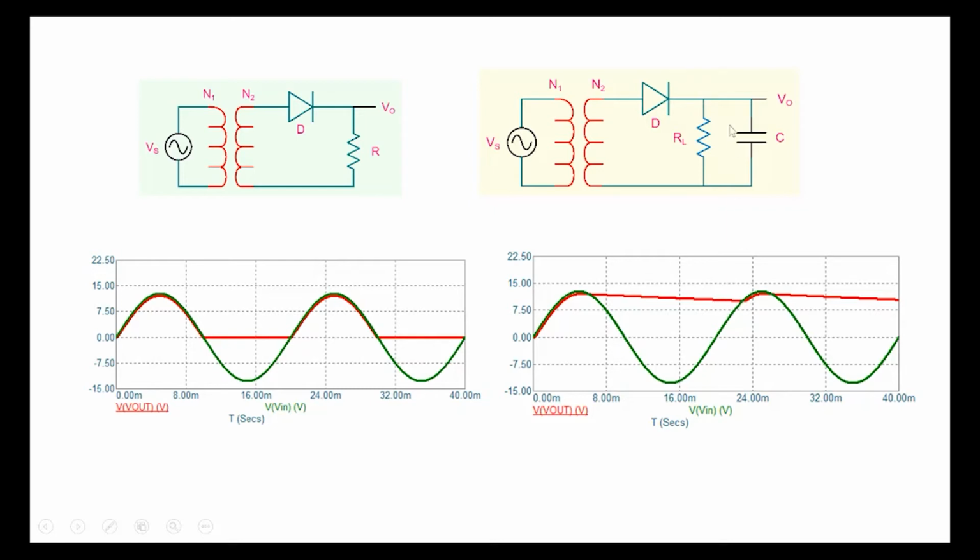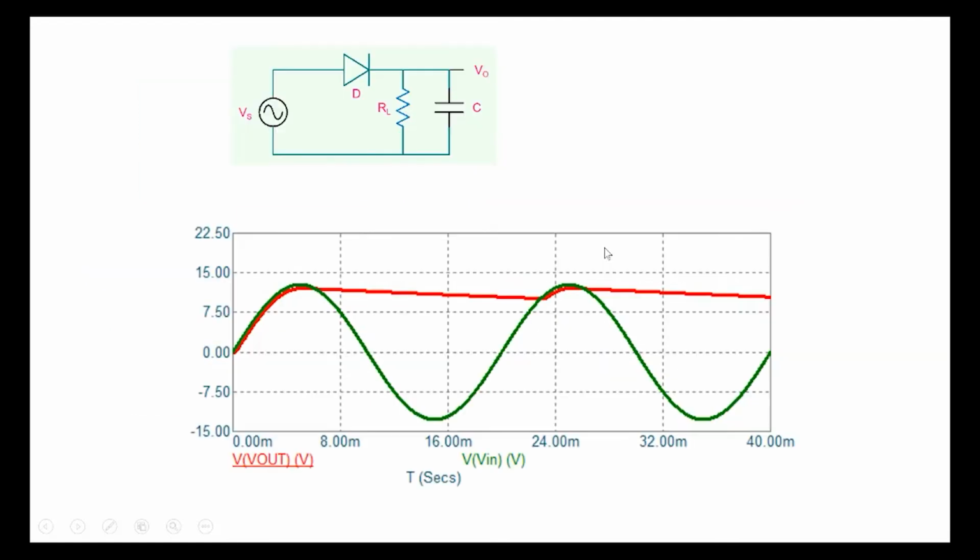And whatever is the amount of charge which has been lost through RL, when the next positive cycle comes in, the diode momentarily turns on again and restores the capacitor voltage to the value of 12 volt or so, for which we have designed the circuit here. And this process repeats. So this is shown over here.